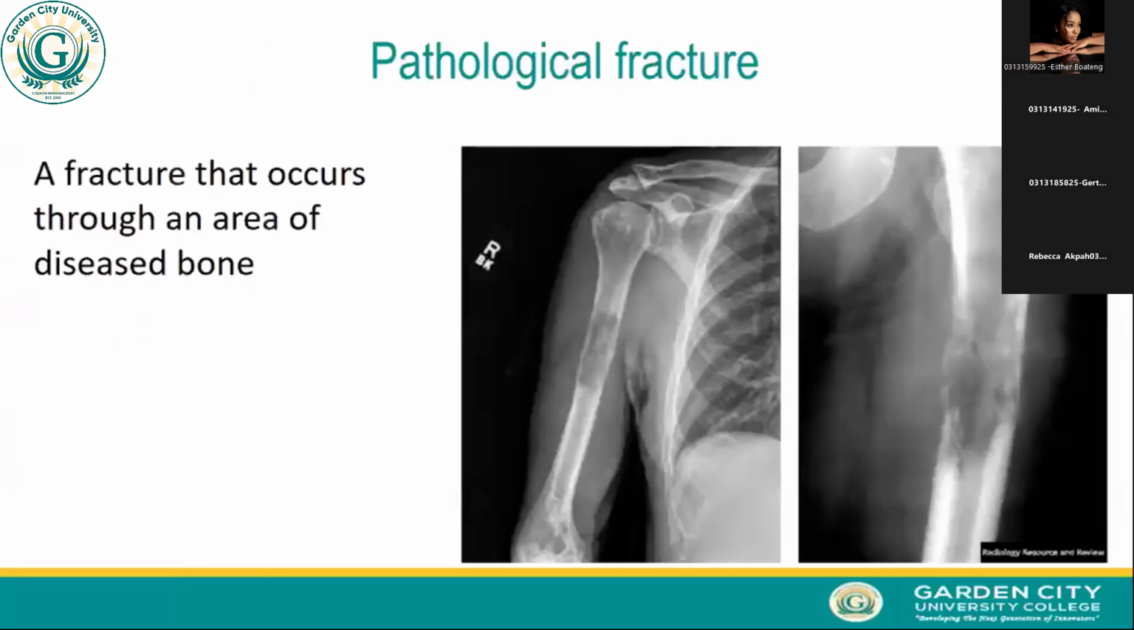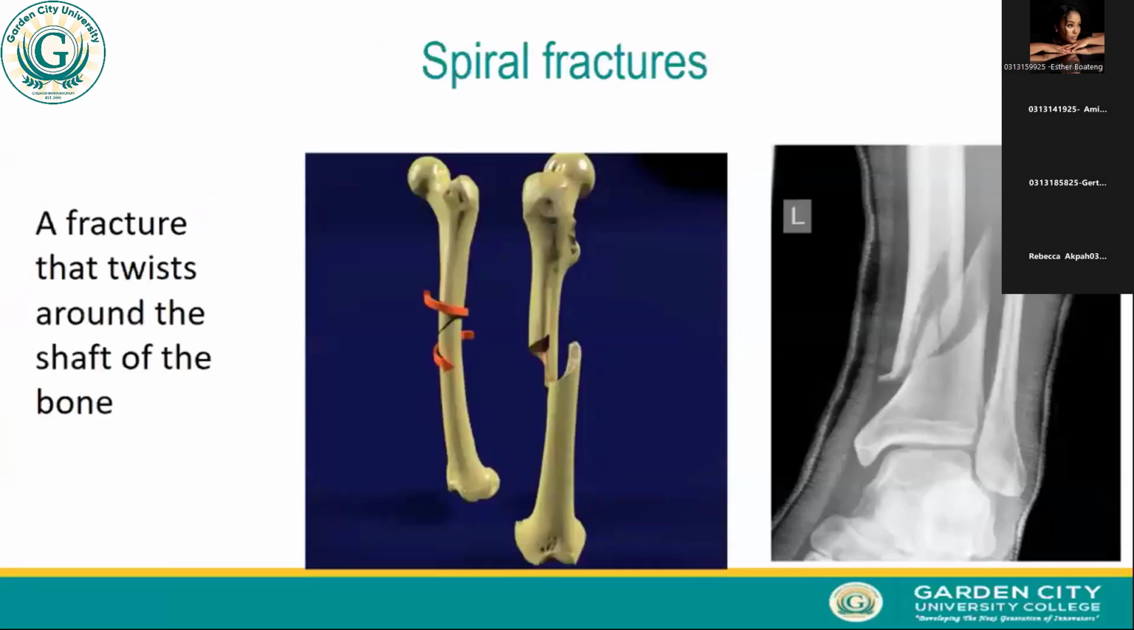Then pathological fractures as a result of disease conditions. We learned about osteomyelitis some few minutes ago, which is one of the complications. So out of these conditions, cancers, tumors, whatever, can just cause the bone to be fractured without any trauma, right? Then we have spiral fracture.